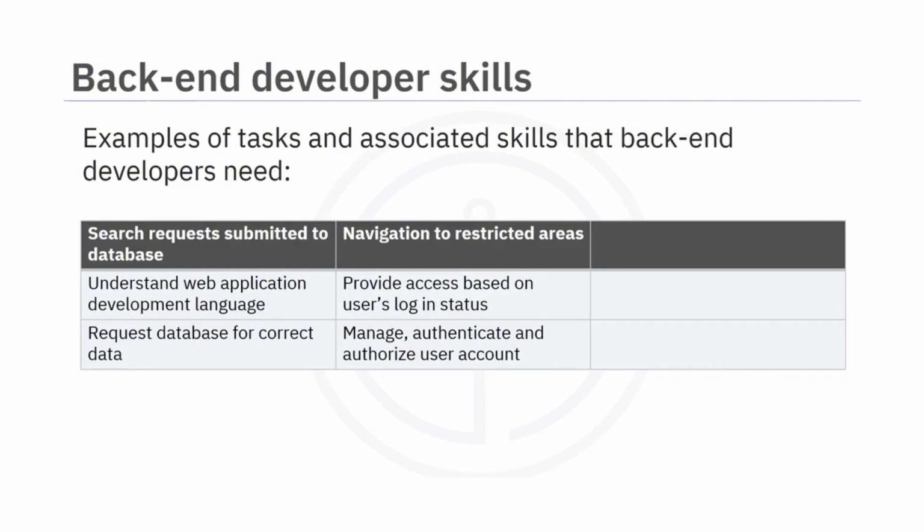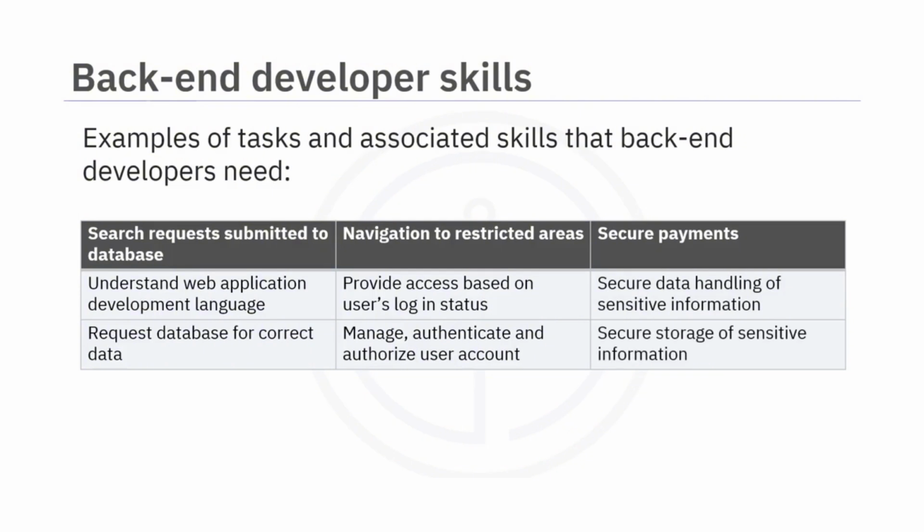Once you've decided what you want to purchase, you must add it to your cart and make a payment. The purchase process requires you to submit sensitive information, such as your address and credit card number, and the back-end developer must ensure that this data is securely handled and stored.